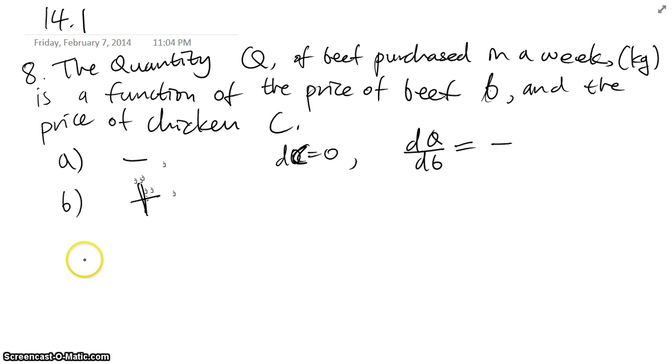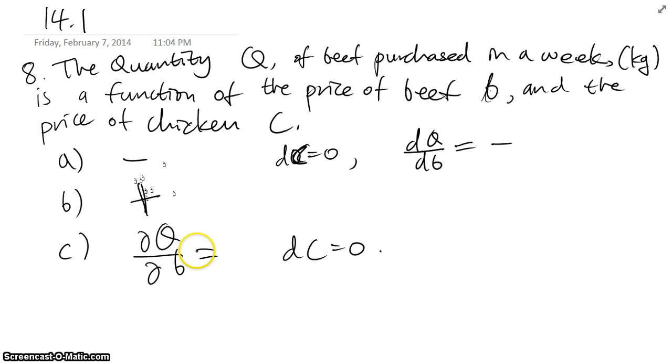And part C asks us to find the meaning of the statement: partial Q over partial B equals negative 213. Okay, so in this case it's in terms of B, so we want to hold C constant. So dC is constant. And as we solved in part A, the answer they gave us is negative 213.